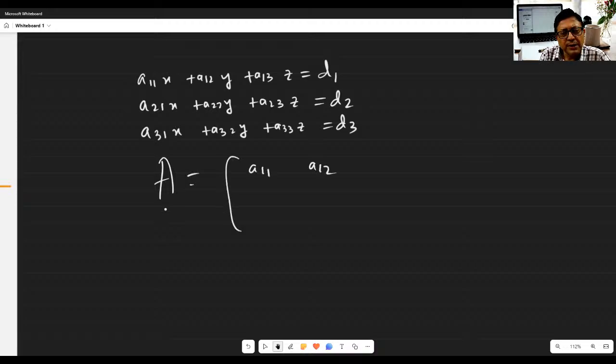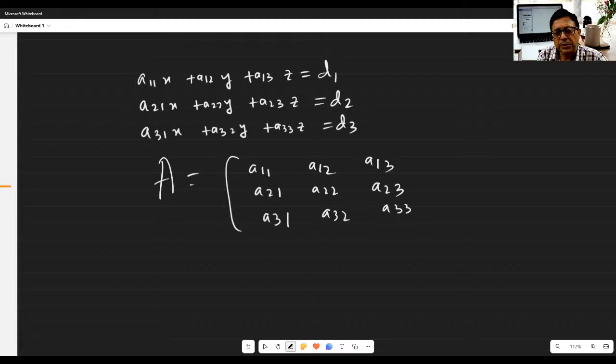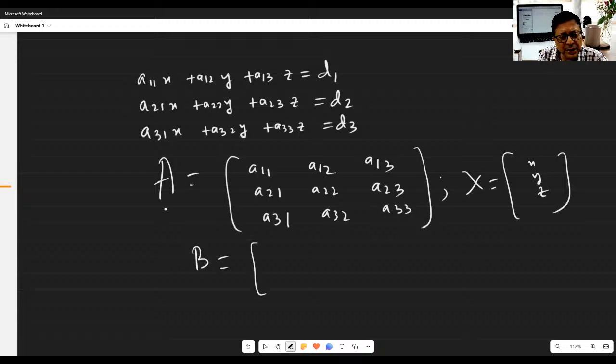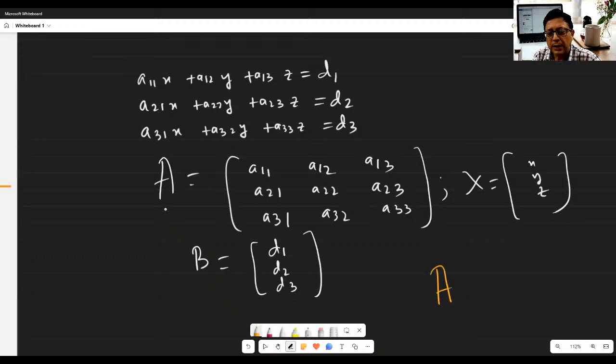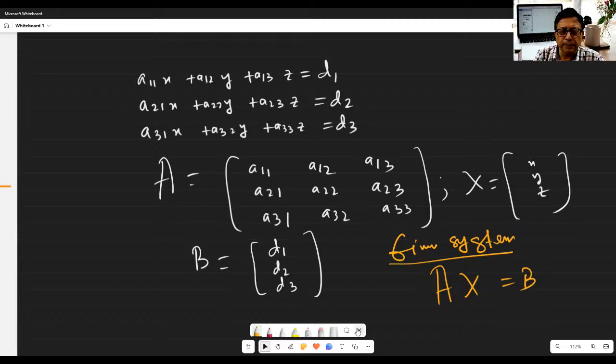What we did here in Martin's rule, we have taken A equal to this matrix, you remember it, A11, A12, A13, A22, A31, 32, 33, x equal to xyz, and B equal to the right hand side, which we have referred as the augmented matrix. This is coefficient matrix, this is the variable matrix, and this is the augmented matrix, the right hand side matrix. And what we did before, we have written the given system of equations in the form Ax equal to B, isn't it? Given system can be written as Ax equal to B.